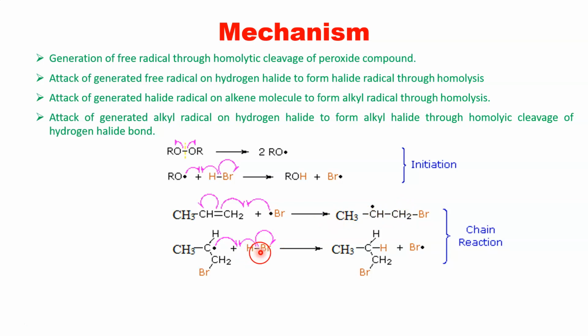Now the remaining part, that is HBr. Again this HBr is homolytically cleaved, and due to homolytic cleavage, one electron of the hydrogen and one electron from a carbon. So we cannot say it is an electron-deficient carbon or an electron-rich carbon.